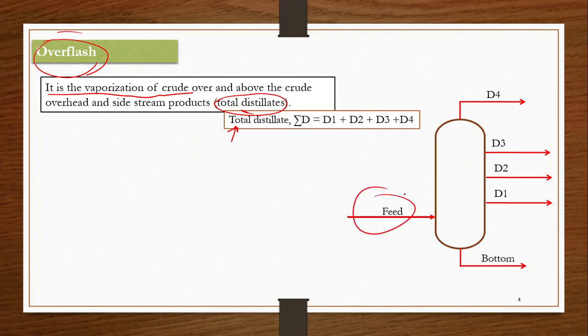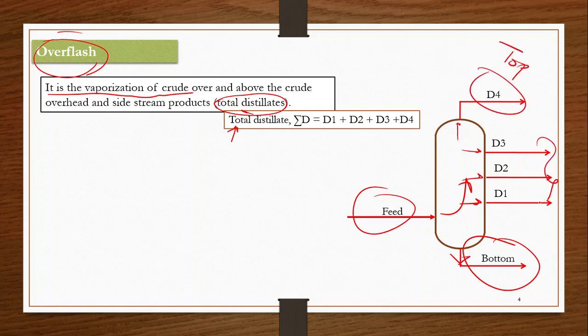So for example, this is a feed that is entering the column. At the bottom, we get the bottom section, and the 40%, 50% that vaporizes is taken as different products, D1, D2, D3 and D4. These are the different distillates. This is the top distillate, and these three are the side distillates.